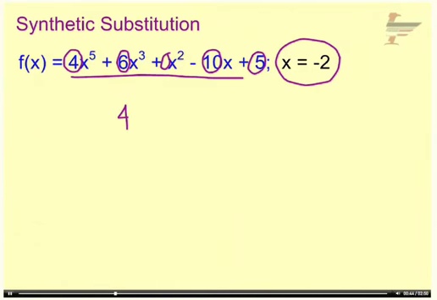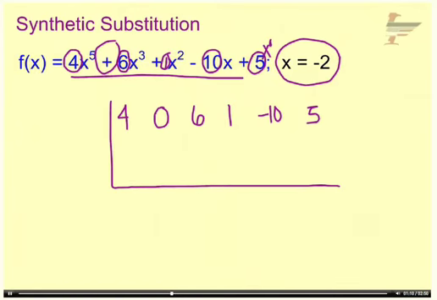Now x to the 4th power, if we notice, we don't have an x to the 4th, so we have to put a 0 in its spot. And then x cubed has that 6, x squared has a 1, because there's nothing in front of it. It's like there's a 1 right there. X to the 1st is a negative 10, and then x to the 0, which has a constant term of 5. And we want to put the negative 2, we're evaluating the function for negative 2, off on the side.